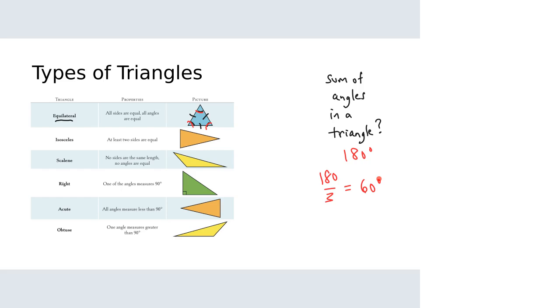Next type of triangle we'll look at is called isosceles. I always wanted to name a dog isosceles. I've never been able to get my family to get on board with that.